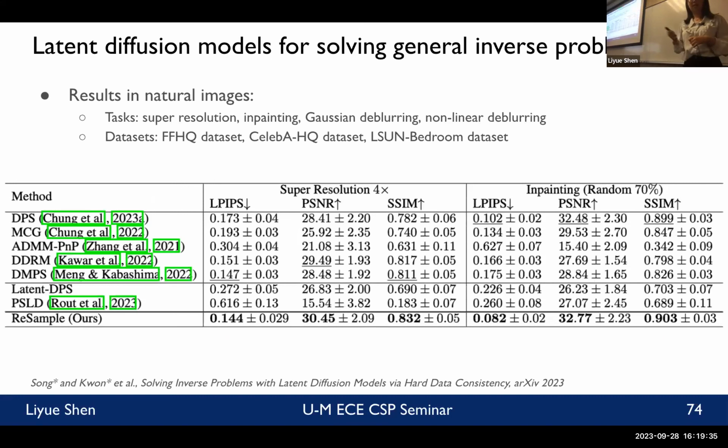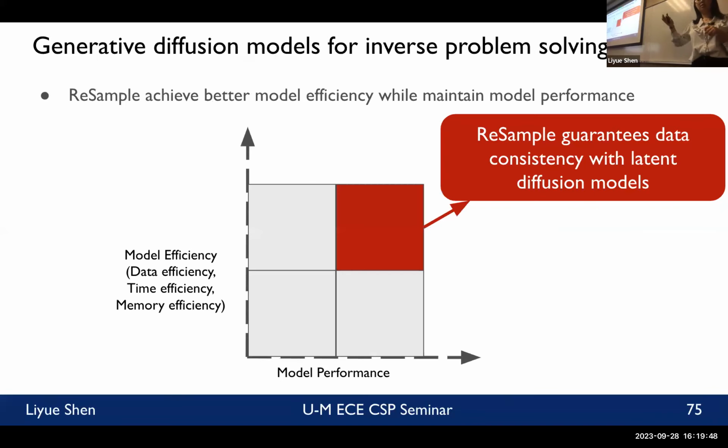So there are some more quantitative metrics comparing with all the baselines, and we also achieve pretty good results in all these different tasks and different datasets. So this comes to something we can fill into the current diagram for now. We think our algorithm, ReSample, can guarantee data consistency with latent diffusion models, while also maintaining very good model performance when using the latent diffusion model.